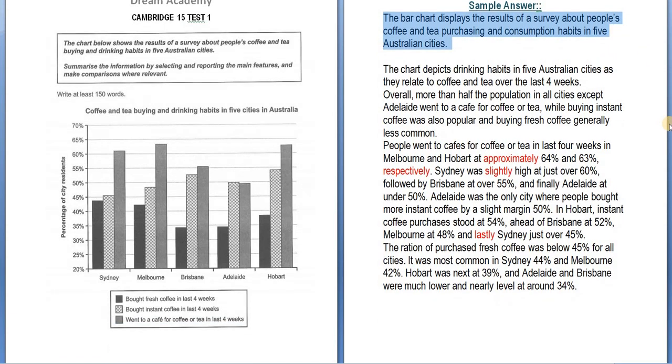So here, then the chart. So at first, look, we'll have to write about Sydney, Melbourne, Brisbane, Adelaide and Hobart. If you want to get a good band score, you will have to comprise the main differences of the habits of people.